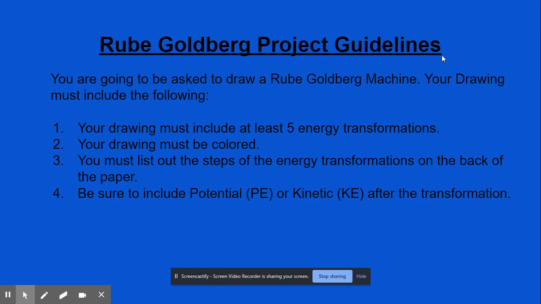Your Rube Goldberg project: in a minute, I'll show you your rubric and exactly what it's going to look like. But here's what we're going to do. For first, third, sixth, and seventh hour, you are going to have at least 5 energy transformations in your drawing. Your drawing must be colored. You must list out the steps of energy transformations on the back of the paper, and be sure to include whether it's potential energy or kinetic energy after each transformation.